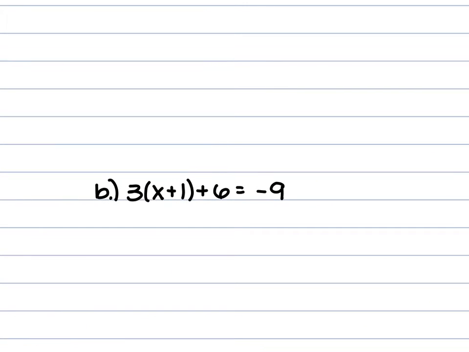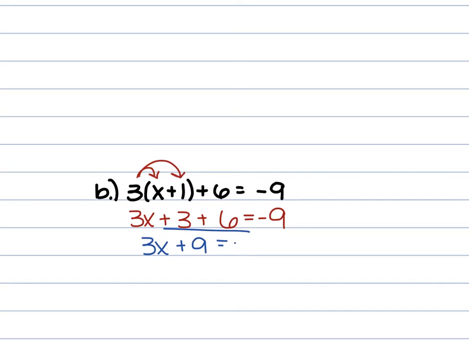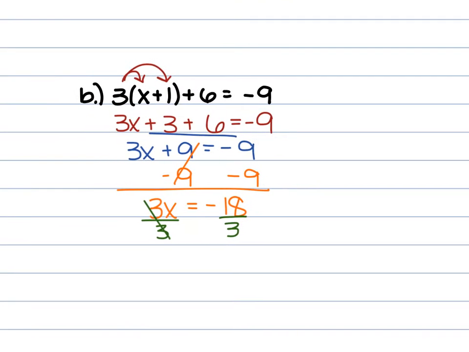For B, we have 3 times x plus 1 plus 6 is equal to negative 9. So we're going to distribute that 3 to give us 3x plus 3 plus 6 is equal to negative 9. We combine those like terms of the 3 and the 6 to give us 3x plus 9 is equal to negative 9. Subtract the 9 from each side. We have 3x is equal to negative 18. We then divide each side by the 3 to give us x is equal to negative 6.